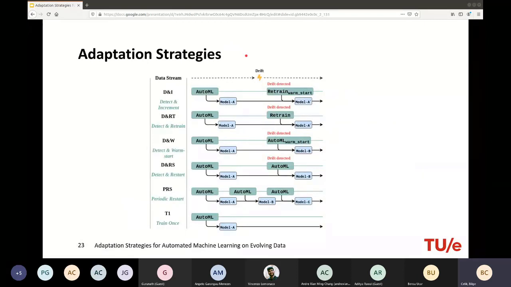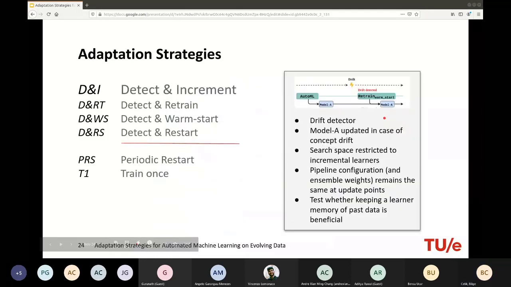So given these challenges and constraints, we came up with 6 generic adaptation strategies to automate the pipeline design for streams, especially with concept drift. These strategies can be applied to any AutoML system, so they are not application specific. And in each of these strategies, you need to run AutoML once at the beginning with the initial batch of data. I want to go through them very quickly to explain the differences.